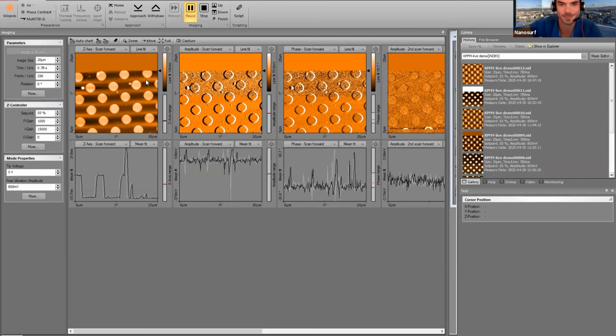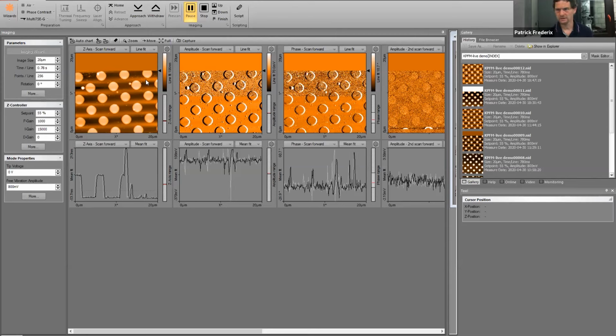One more question came in. It's an interesting one. Have you imaged any biological systems for KPFM mode? I think we have an application note on the web. I think they might have done KPFM on bacteria, if I'm correct, but it was imaged in air. So KPFM works mainly in air.